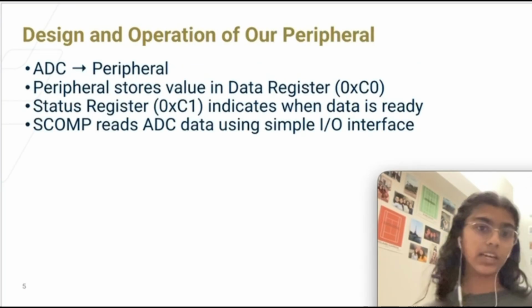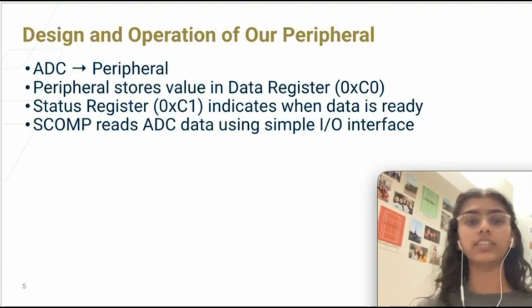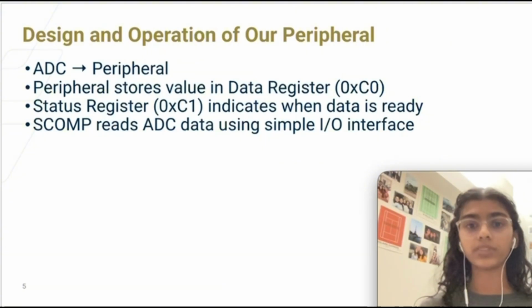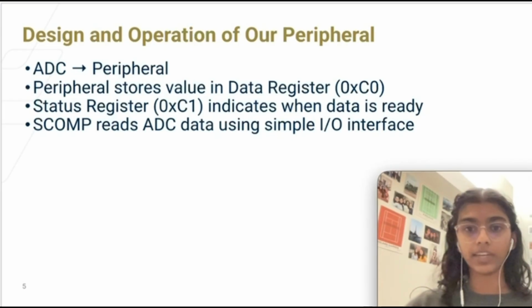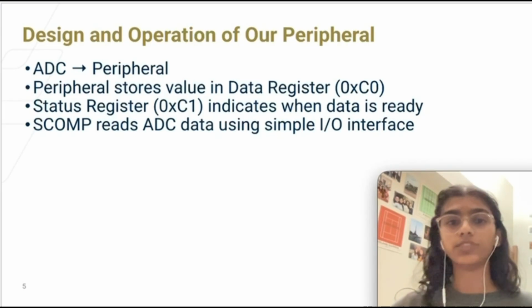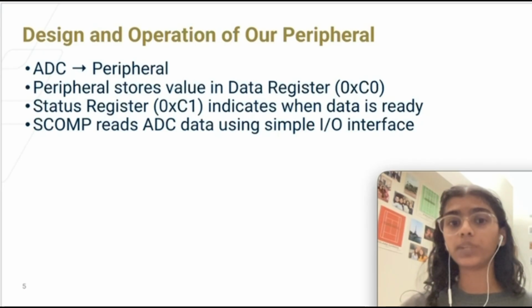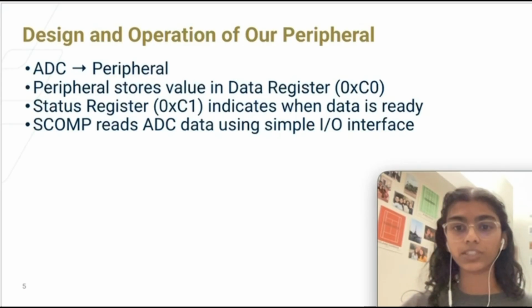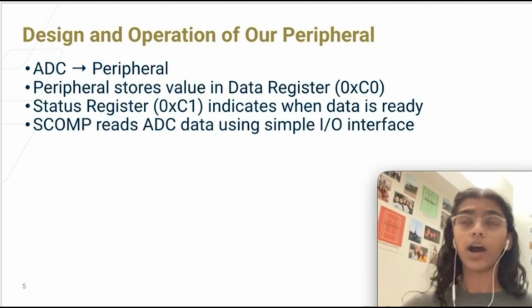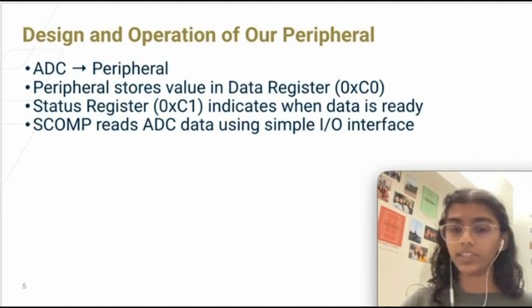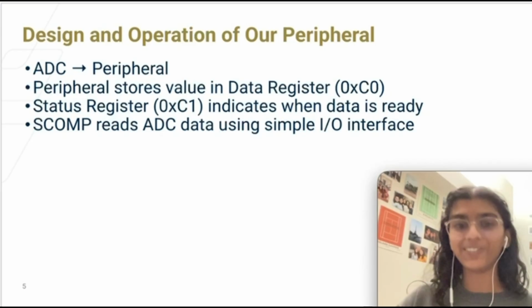Ultimately, our ADC will send its data to the peripheral. The peripheral will store its value in the data register, which is located at the hex value of C0. The status register, at the hex value of C1, indicates when the data is ready. SCOMP reads the ADC's data using a simple I/O interface, making it easy for users to understand as well as apply to their projects in which our peripheral can be applied.